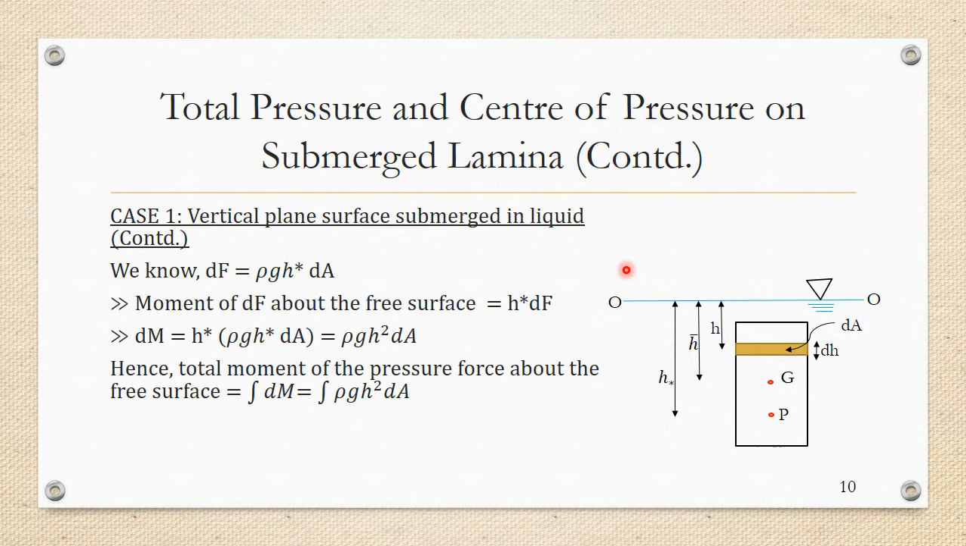And so the total moment of the pressure force about the free surface. The small dF is giving me a moment of rho g h squared into dA. Like that, millions of dF will be acting all over the area. So I'm going to add up all the moments. The total moment of the total pressure force about the free surface will be integral dM, which is integral rho g h squared times dA.